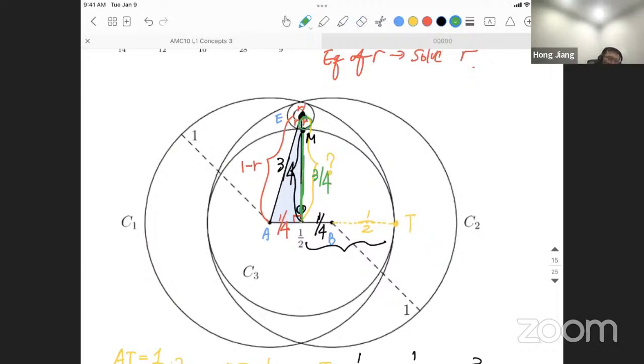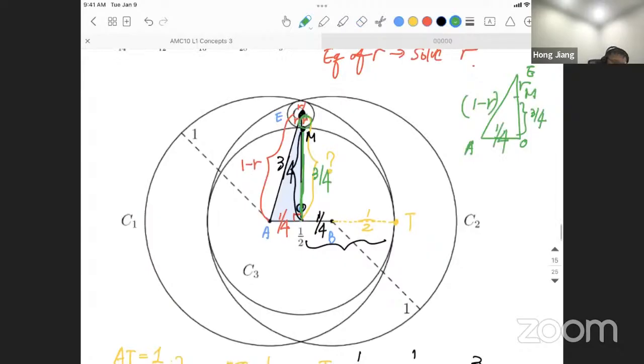So the OE, if I drag it out, O, M, E, A. Okay, this guy is 1 minus R. This guy is 3 over 4. This guy's R. This guy is 1 over 4. So you would definitely use the Pythagorean theorem in this part, and you can find an equation.